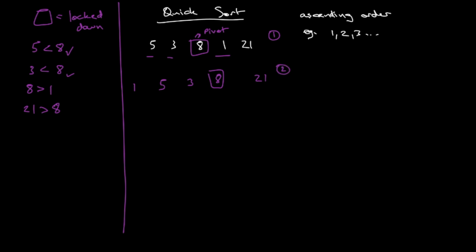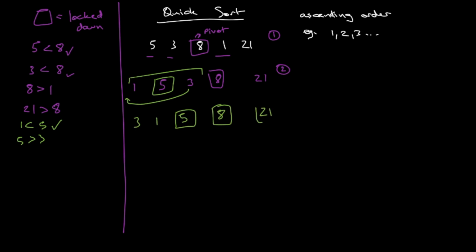5 is in the middle in the sequence of 1, 5 and 3. So it becomes the pivot and locked down. We repeat the same steps. 1 is smaller than 5, so they don't move. As 5 is greater than 3, 3 goes to the beginning of the sequence. Now, as 21 is the only number left in the sequence at the right, it automatically becomes locked down.